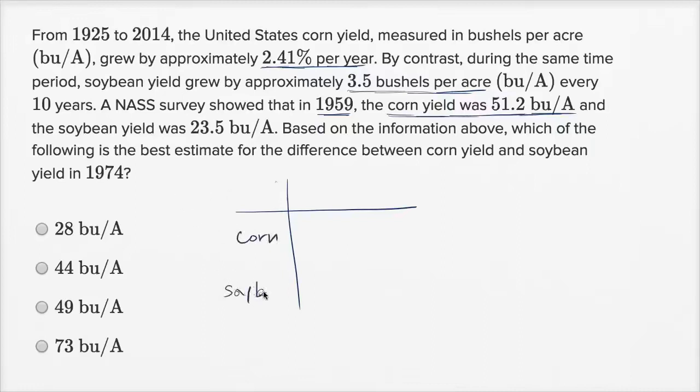So soybean. In 1959, the corn yield was, so we're going to assume everything is in bushels per acre, 51.2 bushels per acre, and the soybean yield was 23.5 bushels per acre. Based on the information above, which of the following is the best estimate for the difference between the corn yield and the soybean yield in 1974?